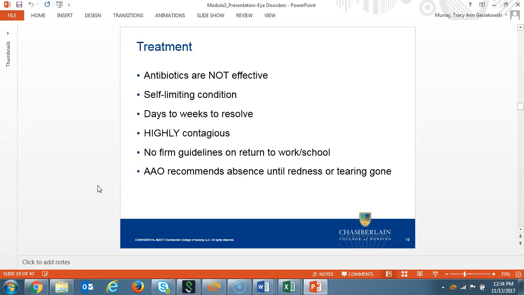Patients with adenoviral conjunctivitis need to understand that the condition is highly contagious. There are no firm guidelines on when a student can return to school, but the current AAO textbook recommends absence from work or school until redness or tearing has resolved. And the AAO stands for American Academy of Ophthalmology.